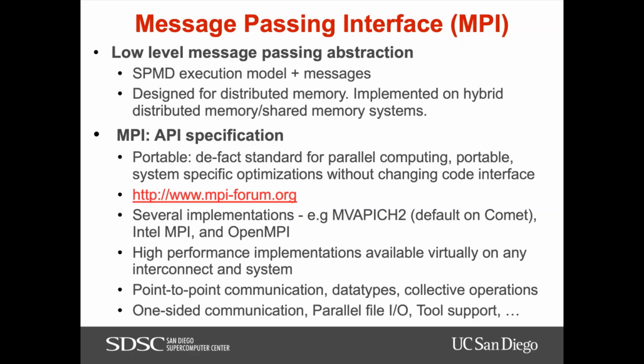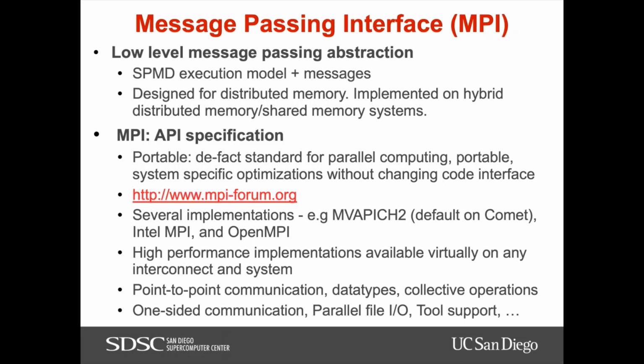It's a low-level message passing abstraction. So basically, the same code runs everywhere, but depending on which task it is, you can work on different parts of the data. It's designed for distributed memory, but as I said, you can do it on a single node. Also, you can combine MPI with OpenMP. It's a specification, it's portable, so it's a de facto standard for parallel computing. There are lots of implementations of this.